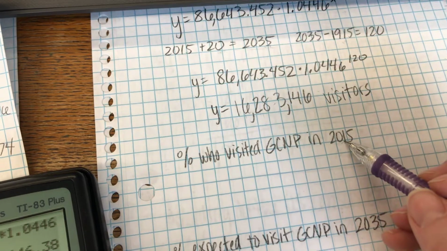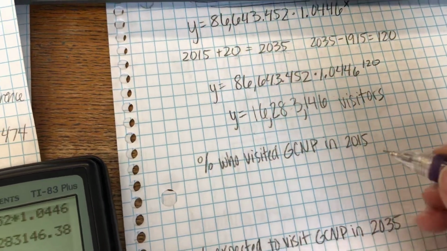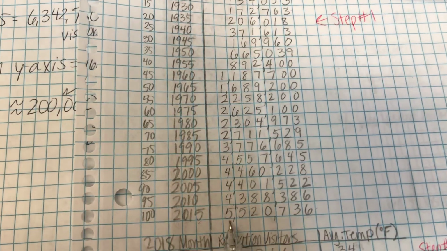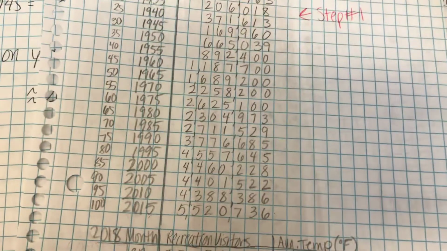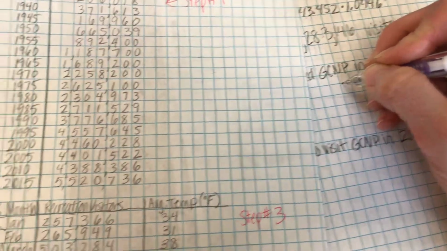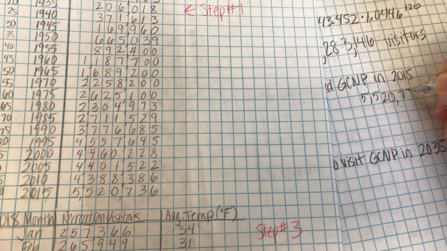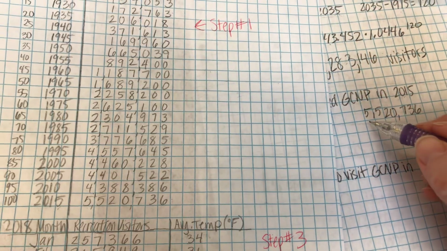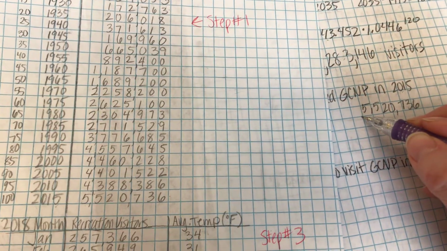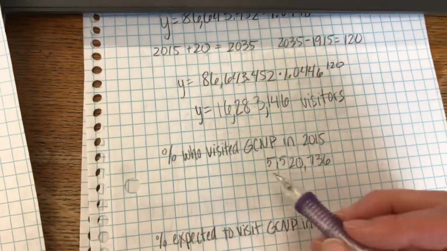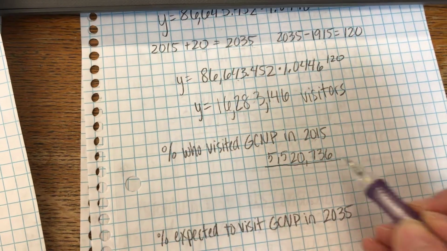So the percent who visited the Grand Canyon National Park in 2015. We have the information on my table and in my graph that there were 5,520,736 visitors in 2015, which I'm writing over here on my paper. And I want to know what percent of the population that was. So I'm going to divide that by the actual population in 2015.